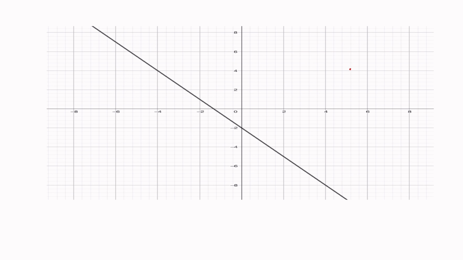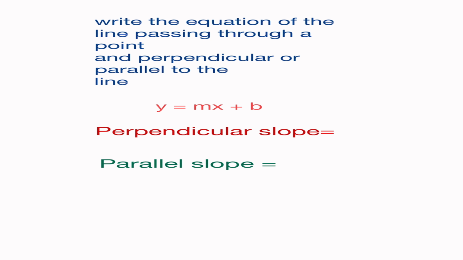So now, this is the same graph, so you guys can just ignore it. Now, can you guys find out the equation of a line passing through a point and perpendicular or parallel to a line? So let's learn how to do it.